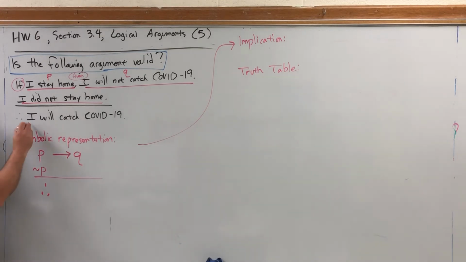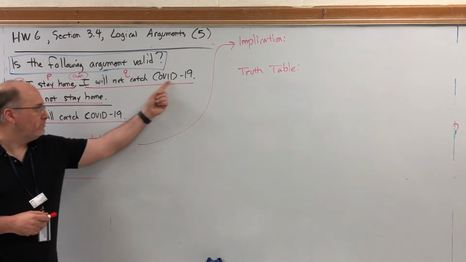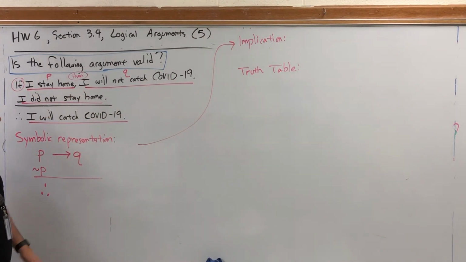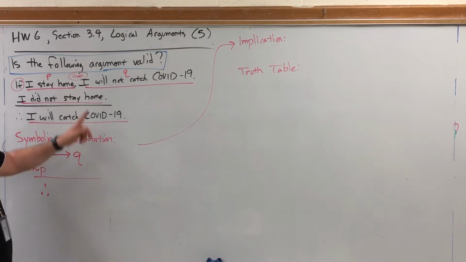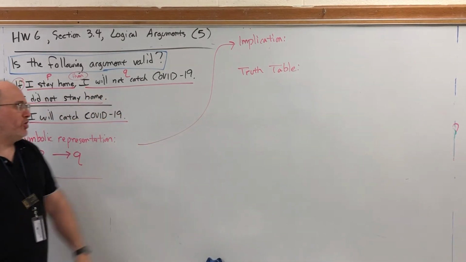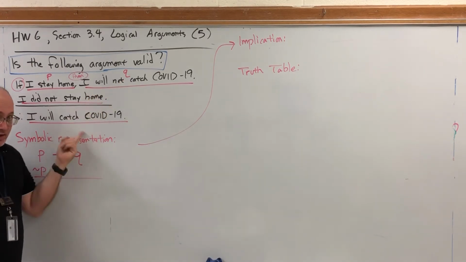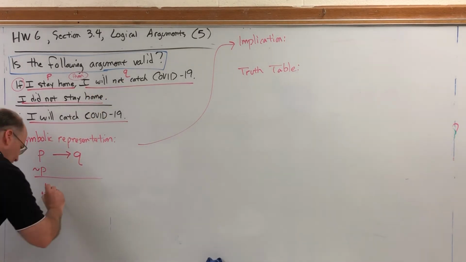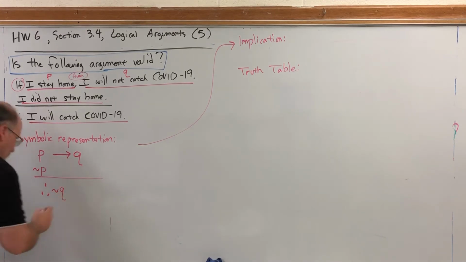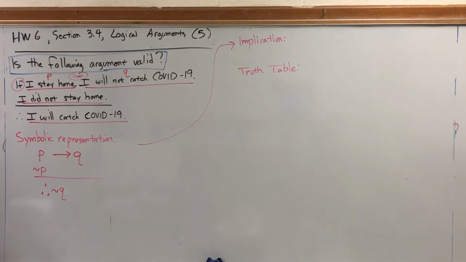How would we write the conclusion symbolically? I will catch COVID-19. Is that Q? It's not. It sort of is, but it's not. Q is, I will not catch COVID-19. Our conclusion is, I will catch COVID-19. So the conclusion isn't Q, but it is the negation of Q. It's the opposite of Q. So this is the symbolic representation for our argument.